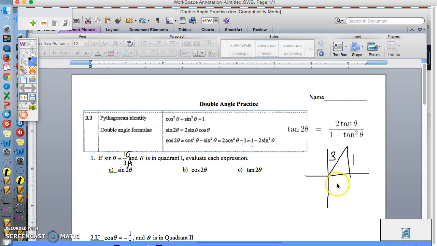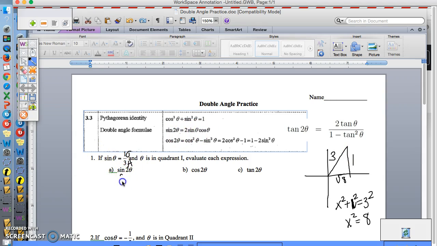Let's see if we can complete this. So x squared plus 1 squared equals 3 squared. So x squared would be 8. So we have the square root of 8 right here. And now we need to find the sine of 2 theta.